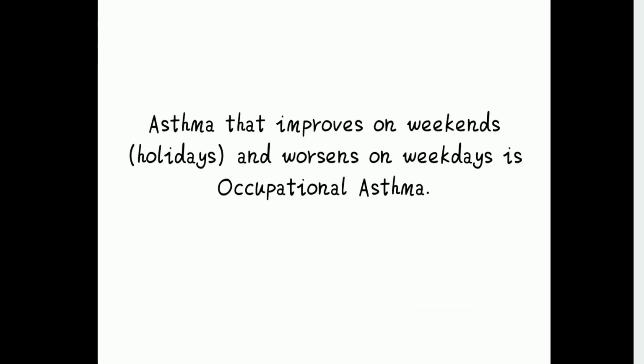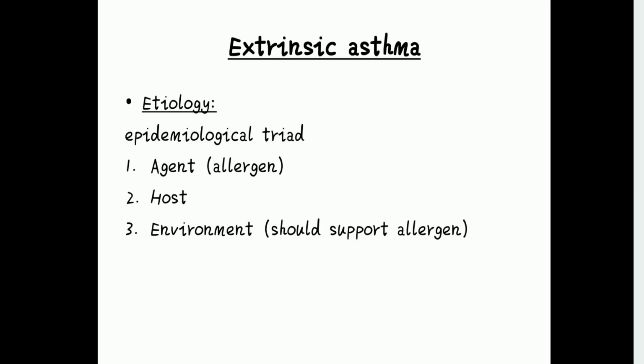Asthma that improves on weekends and worsens on weekdays is occupational asthma. Let's study extrinsic asthma in detail. If we see the etiology of extrinsic asthma, there is an epidemiological triad. In this triad there are three things: agent, that can be allergen, that must be allergen, I must say; host; and third is environment, and the environment should support the allergen.